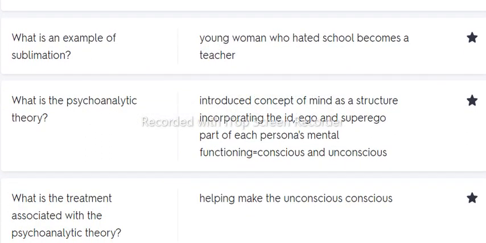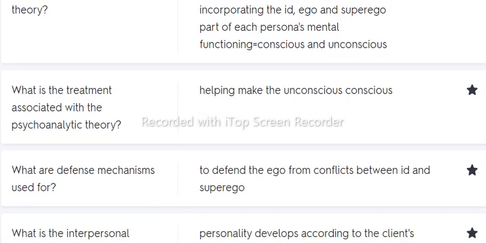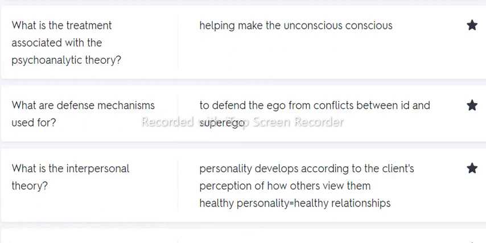What is the psychoanalytic theory? Introduced the concept of mind as a structure incorporating the id, ego, and superego. Each person's mental functioning equals conscious and unconscious. What is the treatment associated with the psychoanalytic theory? Helping make the unconscious conscious. What are defense mechanisms used for? To defend the ego from conflicts between it and the superego.